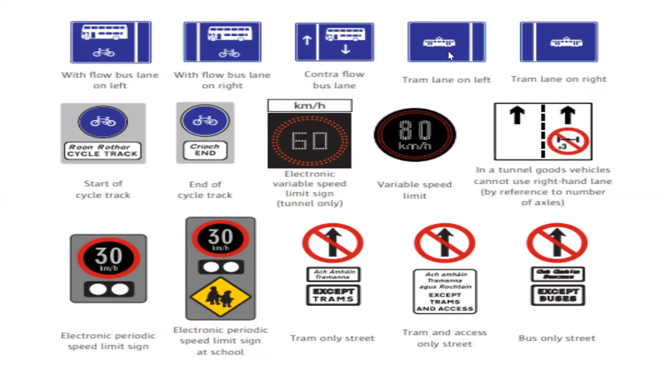Really easy. Tram lane on the left, tram lane on the right. Start of cycle track, end of cycle track. Just an electronic speed sign. This is more in tunnels. I wouldn't suggest you be asked that. Again, just electronic speed signs for at schools. And again, no access except buses, except trams. No entry except trams. You wouldn't be asked them because it's too easy. The English is underneath.